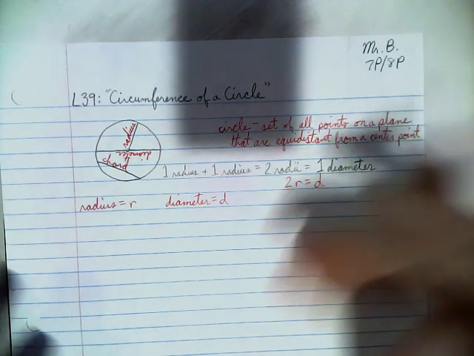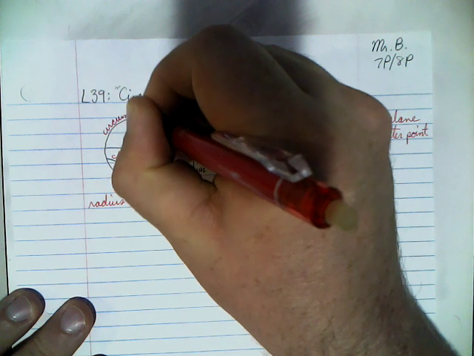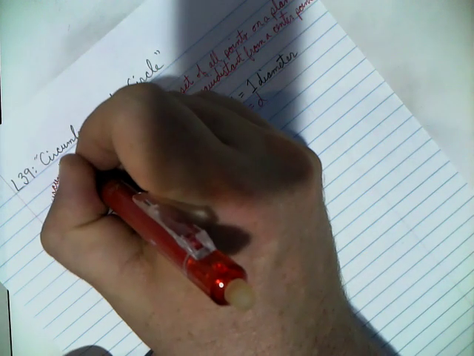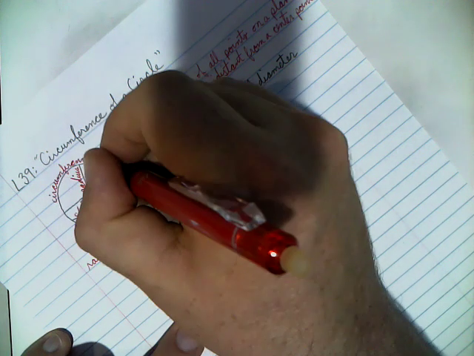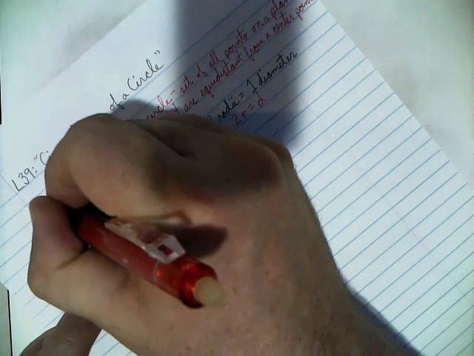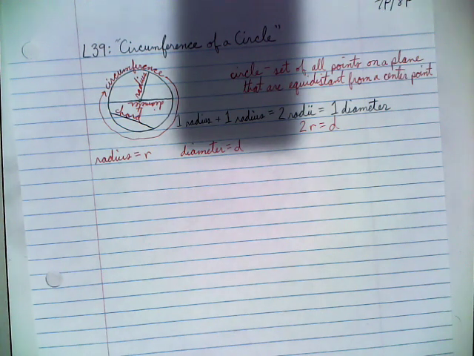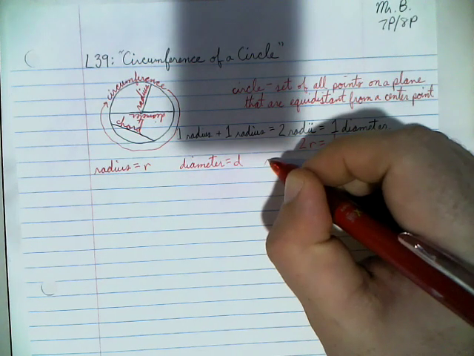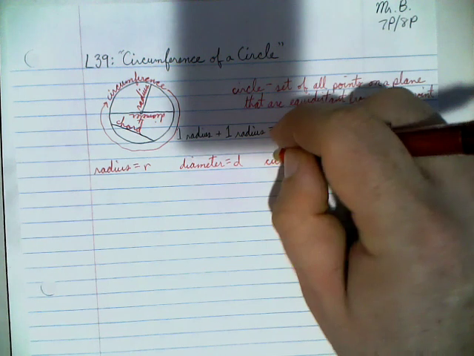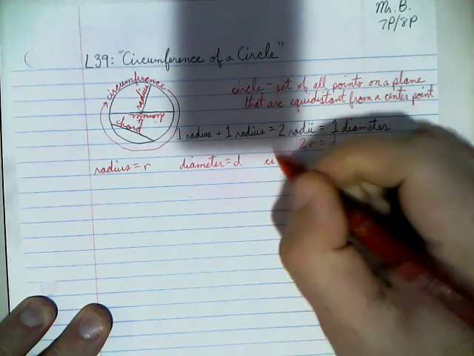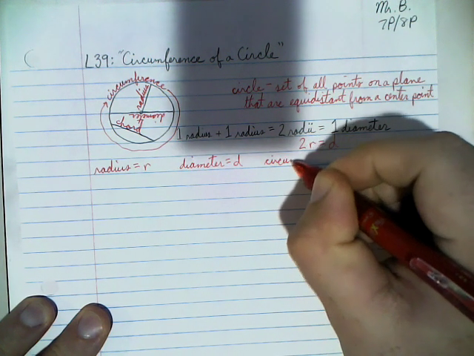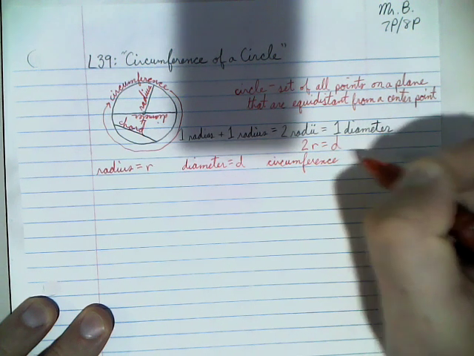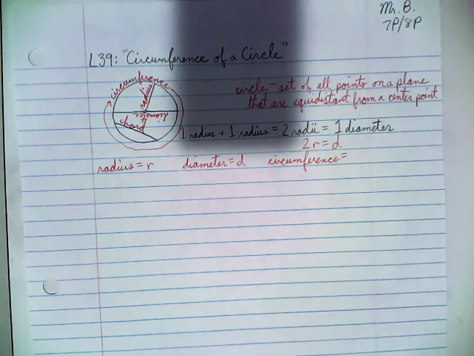Well, that, of course, is the title of our lesson. That is the circumference. I'm going to try to write that around the circle here. So the distance around the figure is the circumference itself. And then symbolically, circumference, well, it's going to be C for circumference.